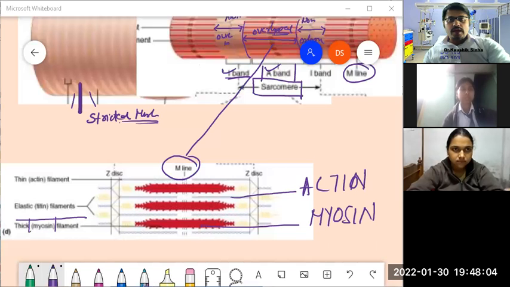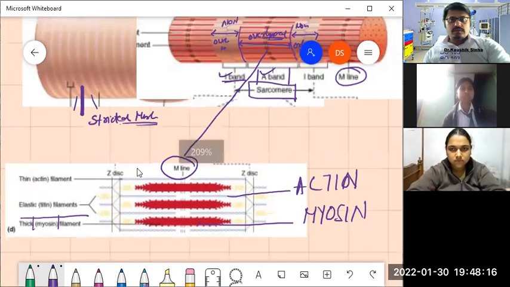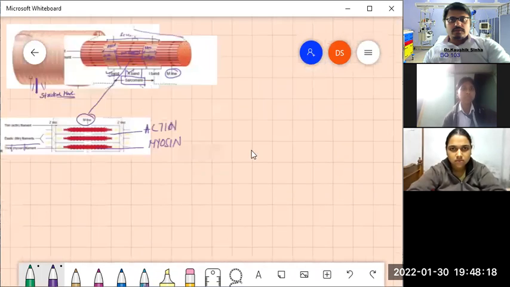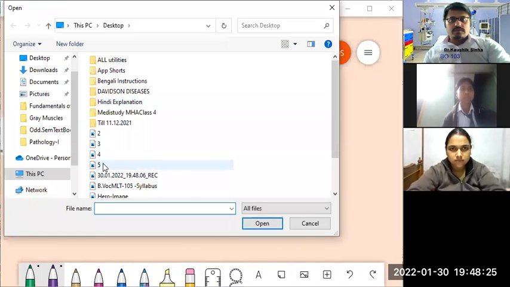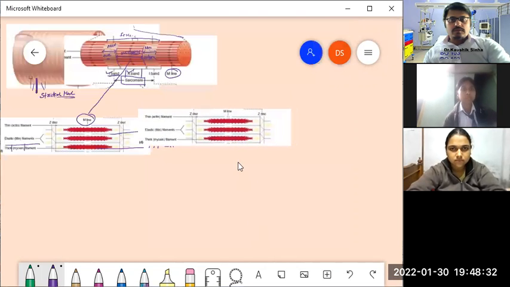Bringing another diagram on the board that will give you the summary of this entire structure of the muscle. Sorry, this is the same diagram. Anyways, we can continue with that diagram.